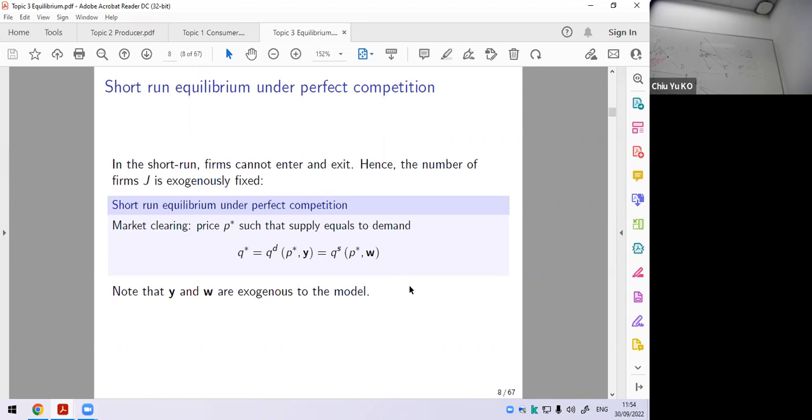Suppose the price is here, P bar. In that case, the demand is this one, and the supply is this one. Here the supply is more than demand, so you produce more than what is there, and then they have to fight.